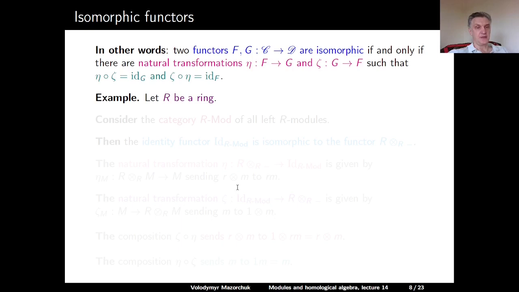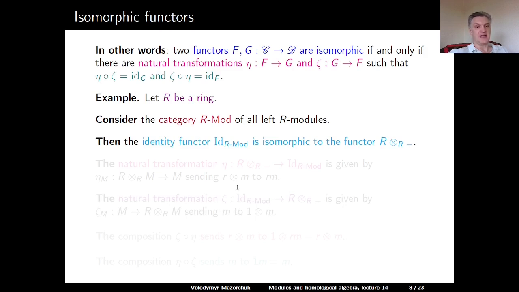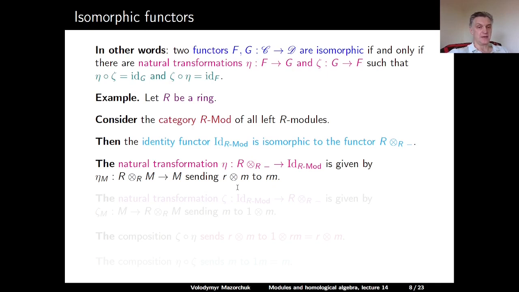Here is an example. Let R be a ring. Consider the category of all left R modules, which is usually denoted by R-Mod with capital M. Then, of course, there is the identity functor in this category, and there is another endofunctor of this category given by tensoring with the ring R over R. And the claim is that these two functors are isomorphic. In order to prove that they are isomorphic, we construct the natural transformations in both directions, from tensoring with R to the identity and back.